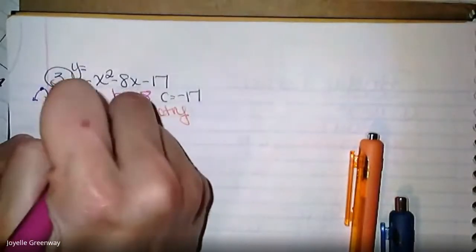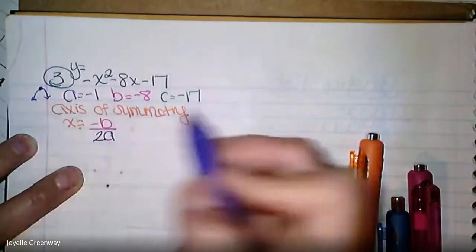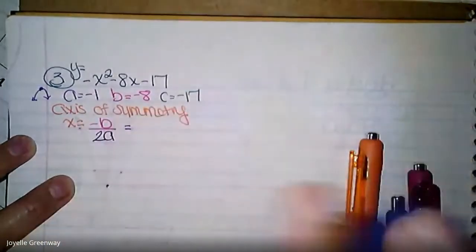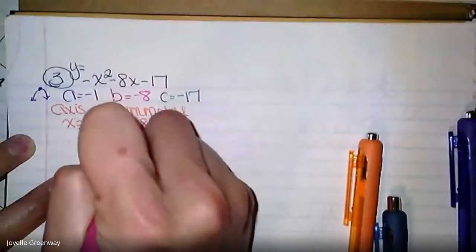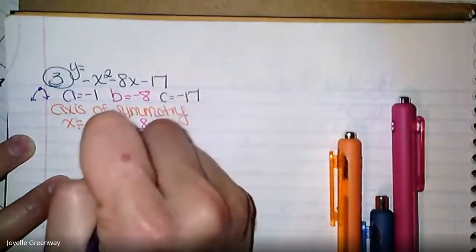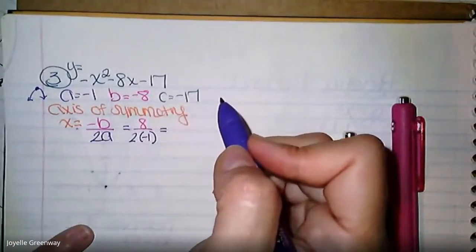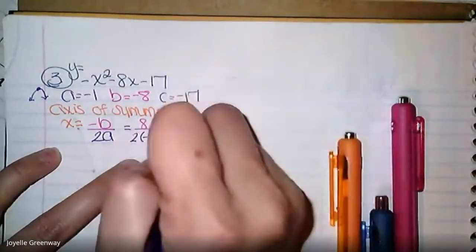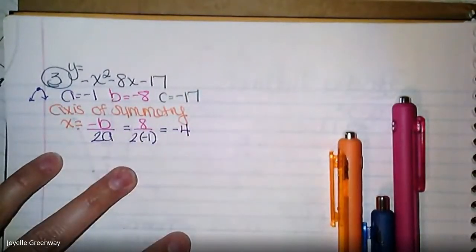So I have x is equal to negative b over 2a. So x is equal to negative b. Well, b is negative 8, so the opposite of negative 8 is positive 8 over 2 times negative 1, which is negative 2. So 8 divided by negative 2 is negative 4. So that's your x value of your vertex.